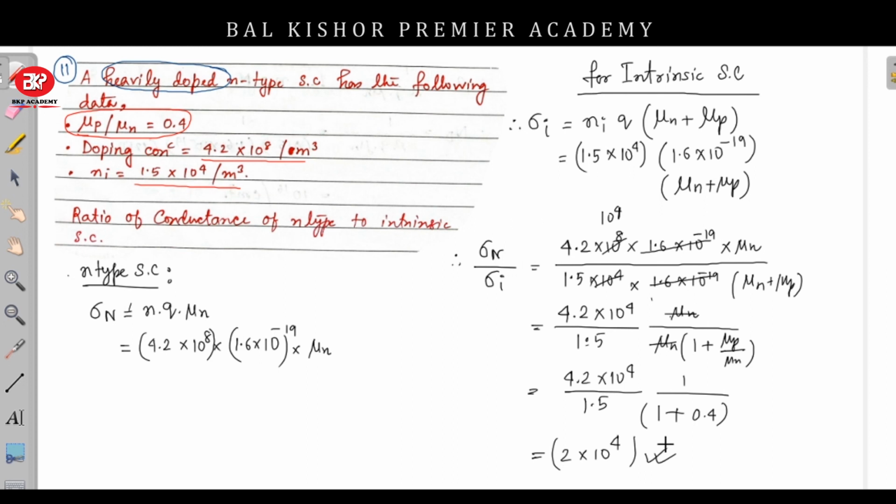So in this way we can calculate the ratio. So these are the numericals that we have done for the extrinsic semiconductors. We will see more numericals in the next videos.